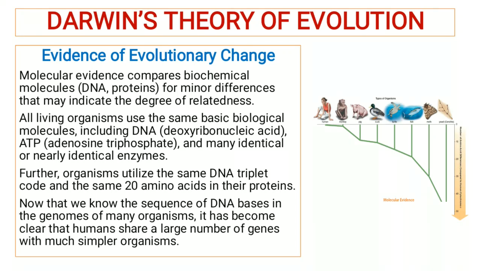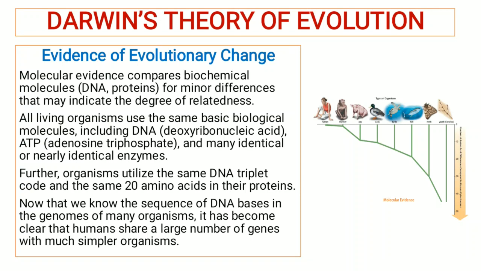Next is molecular evidence. Molecular evidence compares biochemical molecules that include DNA, RNA, and proteins. Minor differences or mutations are observed between these structures, and the degree of change is used to indicate the degree of relatedness between different groups of organisms. All living organisms use similar biological molecules. For example, they use DNA as a hereditary material, ATP as a source of energy, and proteins. All proteins are constructed using only 20 amino acids in all organisms.